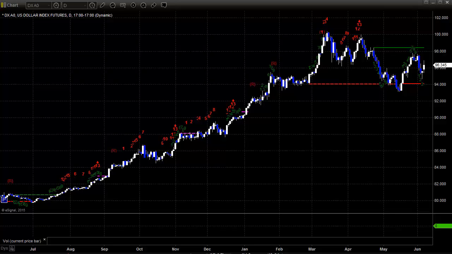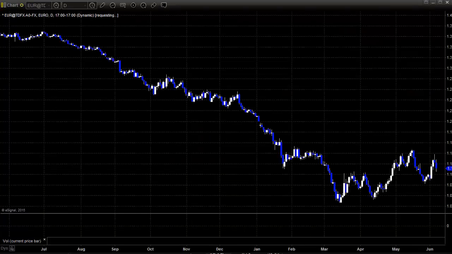Here's a look at the US dollar index, bouncing back and forth between the red and green current static trend lines from our 9-bar counts. And we're stuck in that range so far, but there is a little bit of volatility this week. We had an okay week. Let's take a look at some of the major pairs on the daily charts.